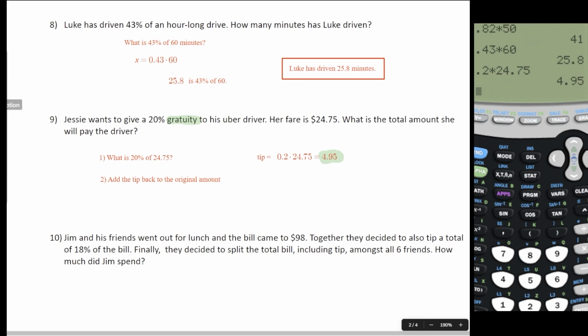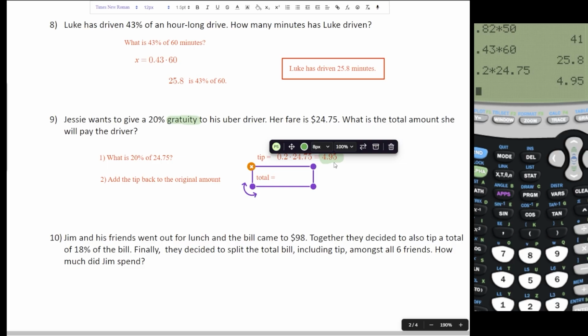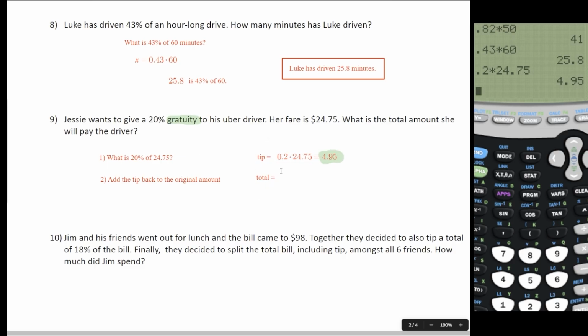So what we need to do to get the total amount is to add back that tip to the original amount. So $4.95 plus the $24.75, and that's going to give us our final answer.